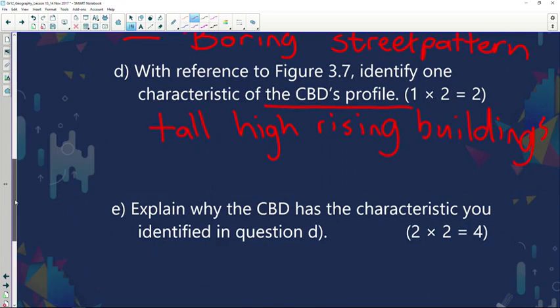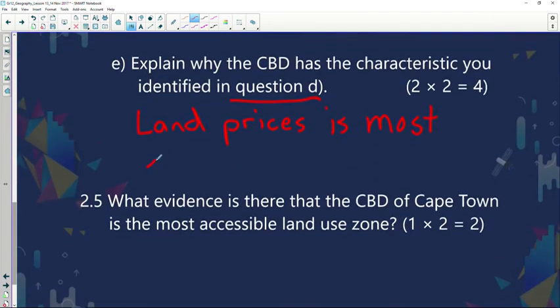If we quickly look at number E, explain why the CBD has the characteristic you identified in question D. The answer is because the land prices are most expensive in the CBD. 2.5.